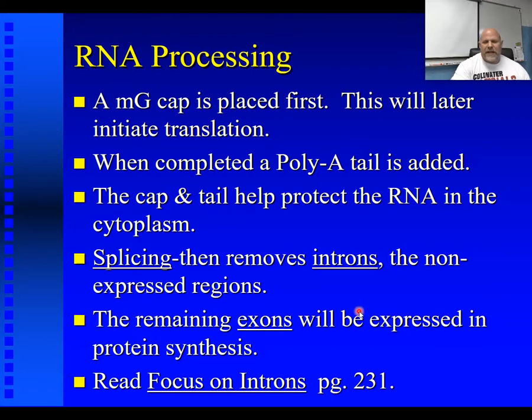So RNA has to get processed. It's a rough environment outside of the nucleus, and we have to do a lot of stuff to our RNA to protect it so it lasts long enough that you can actually make proteins. We also have to remove some sequences of it, and that process is called splicing, and we'll talk about that in a minute.